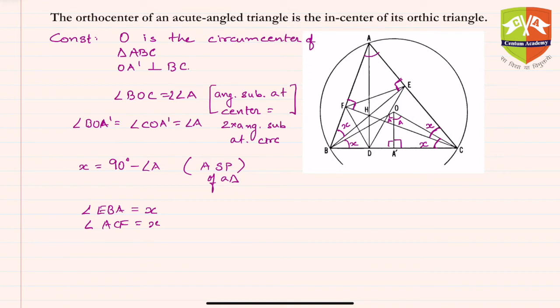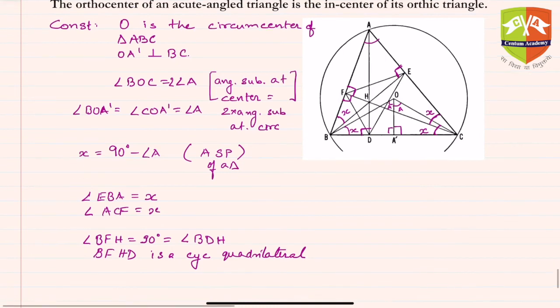Now, if you see angle HFB or BFH is 90 degrees and the same is equal to angle BDH, both are 90 degrees. So if I draw it, these are 90 degrees, right? So you can now conclude that BFHD is a cyclic quadrilateral, because in a cyclic quadrilateral, opposite angles are supplementary, right? So BFHD is a cyclic quadrilateral.